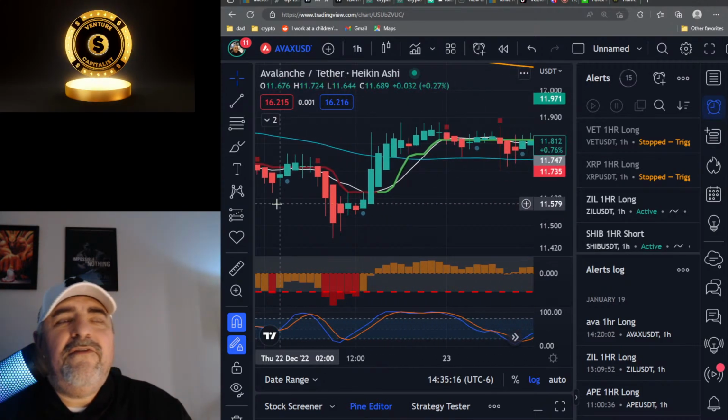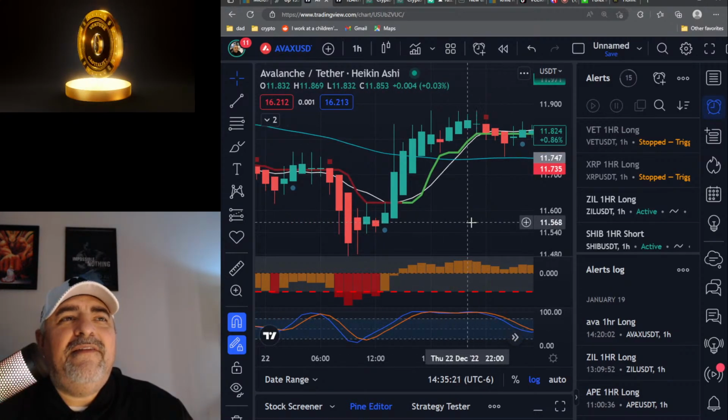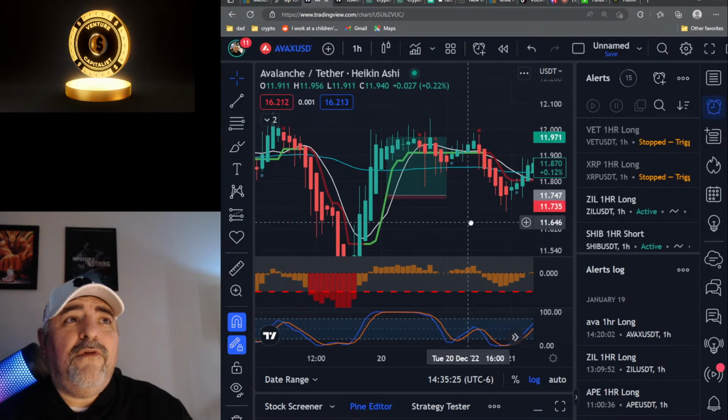And what I'm doing here is just familiarizing myself with the price action of this coin to see, does it make money? That's it. You know what I mean? Is this worth trading, right?